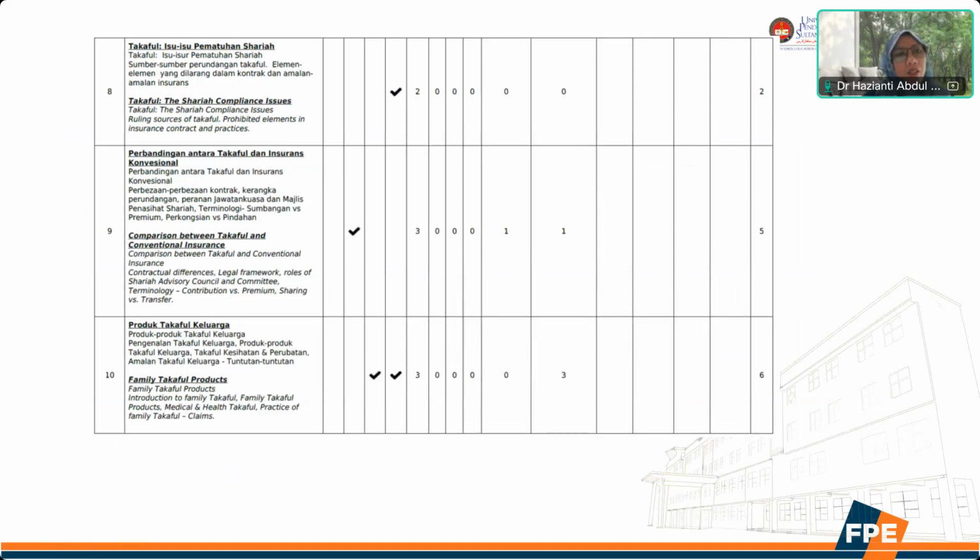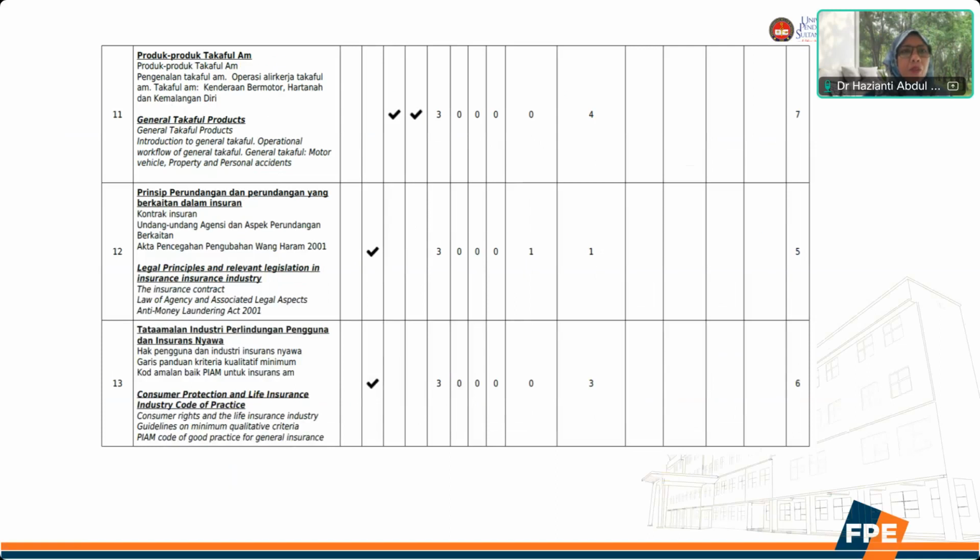All right, so in week 9, inshallah, we're going to compare the difference between Takaful as well as insurance in terms of contract, in terms of legal framework, in terms of Sharia advisory, as well as the terminology. Then in week 10, we are going to look at the different family Takaful products. So this is quite similar to life insurance for family Takaful. And then we will also cover the general Takaful products.